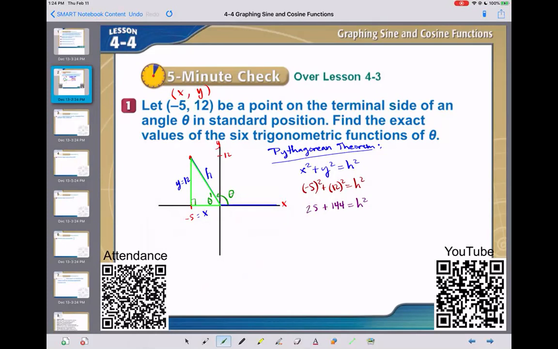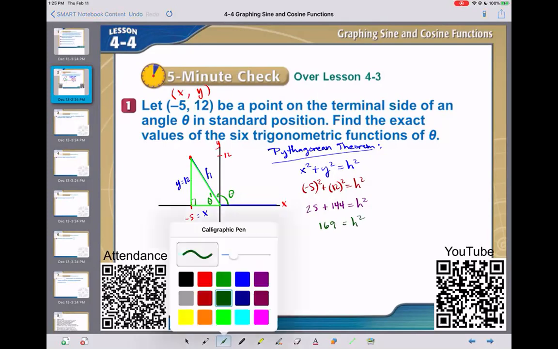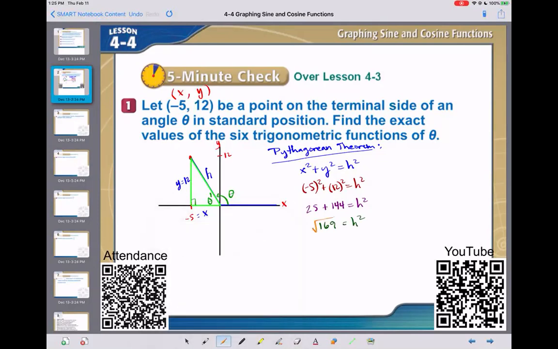169. There we go, 169 equals h squared. And so mathematically, if you want to get rid of the square, you have to do the mathematical opposite. The opposite of a square is a square root. And normally in mathematics, we'd say anytime you apply a square root, you need to have plus or minus. But by rule, the hypotenuses are always positive. So this will be just 13. The square root of 169 is 13.